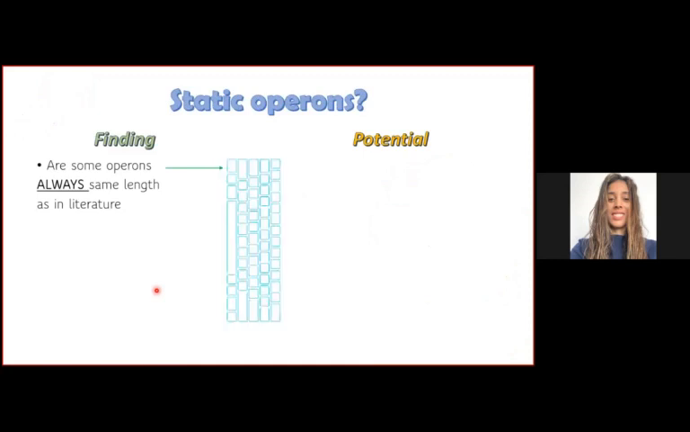Well, the logic is that if some operons are always the same length, and by static here, I mean all of them predicted it exactly the same, regardless of the lineage, regardless of the experimental conditions. So all 64 strains predicted it, for example, as false positive. Then potentially they could be used for drug targets.